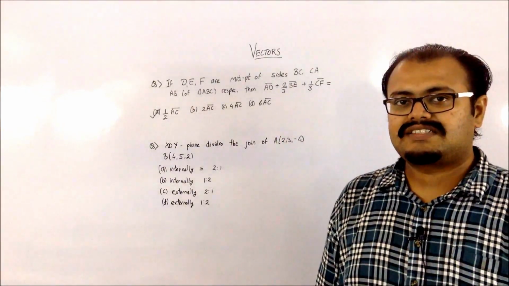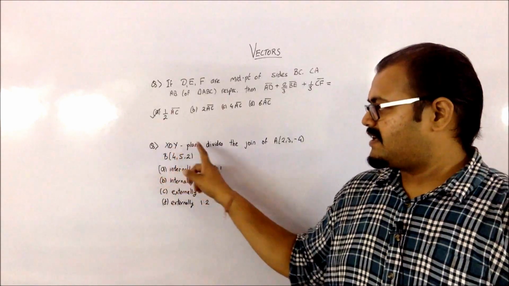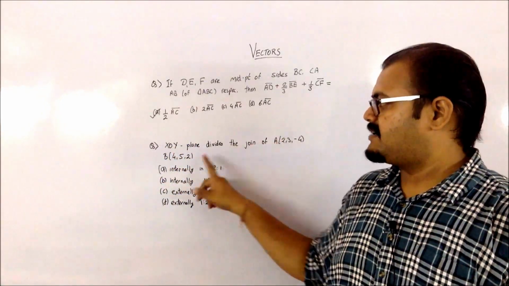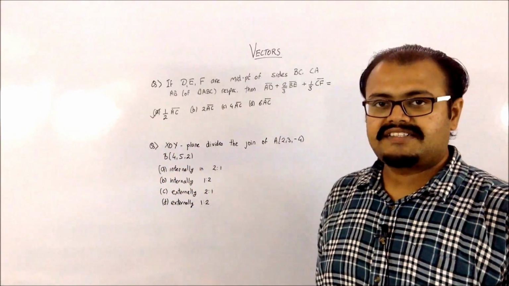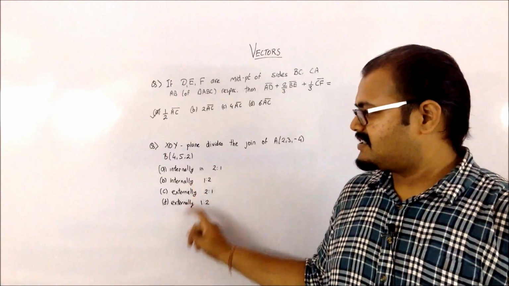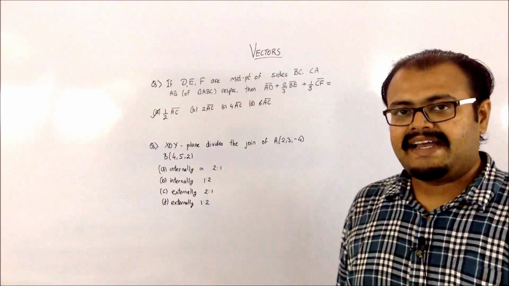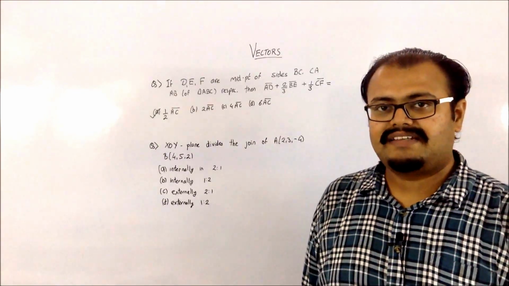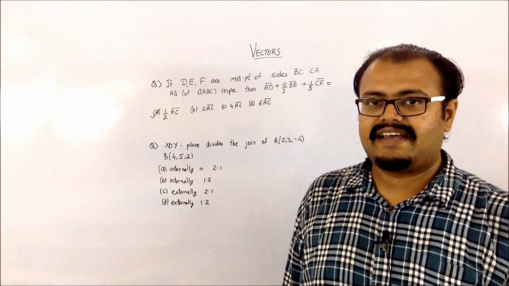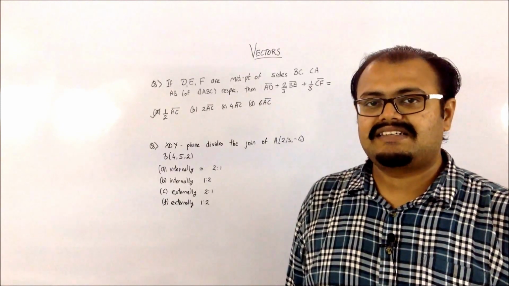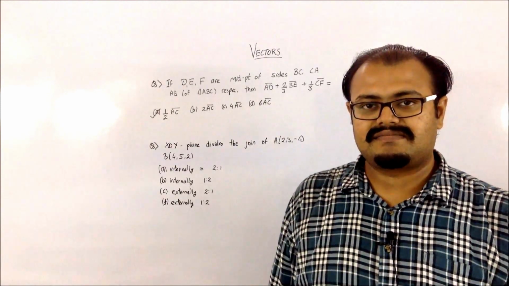Moving on to the next question, they are telling me that the XOY plane divides the join of A and B in what ratio, whether it is going to be internal, external, or what. So since it is going to be my XY plane, on my XY plane the coordinates are basically the X, Y, and my Z coordinate is 0 on that thing.